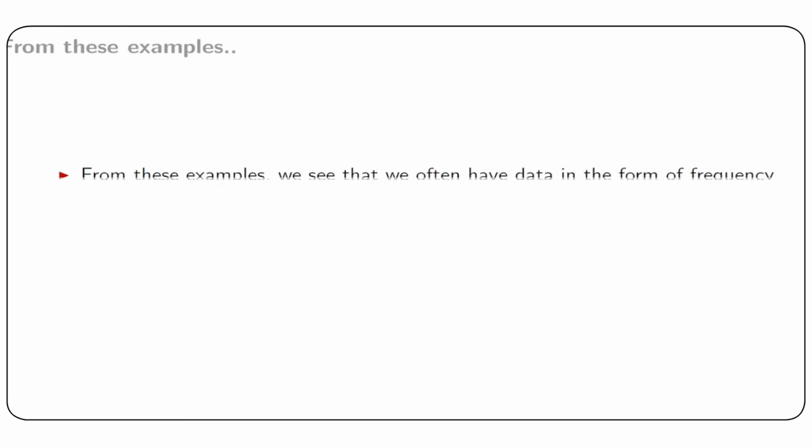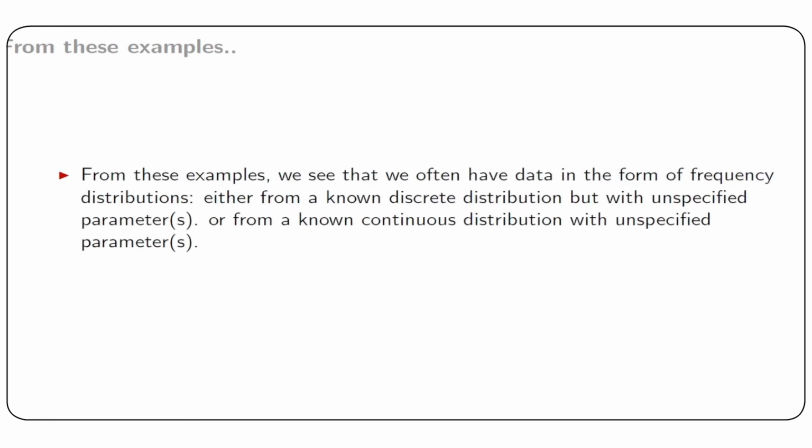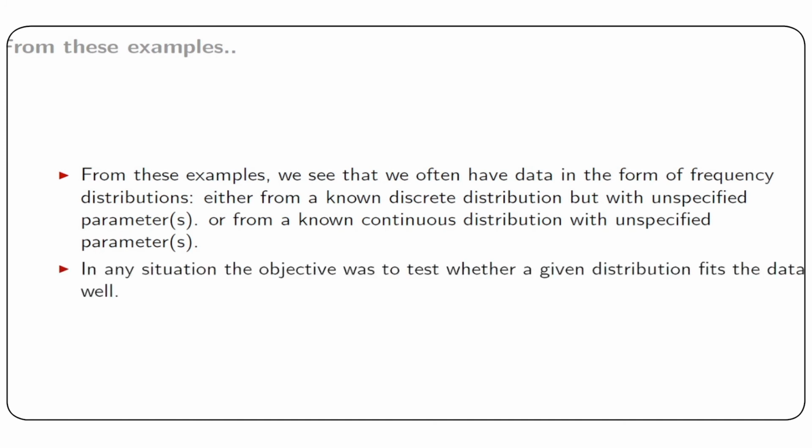So what do we get from these examples? From these examples we see that we often have data in the form of frequency distributions, either from a continuous distribution or from a discrete distribution with unspecified parameters. In each case, in any situation, the objective was to test whether a given distribution fits the data well. So we start with goodness of fit and its description and how it fits to Pearsonian chi-square statistic.